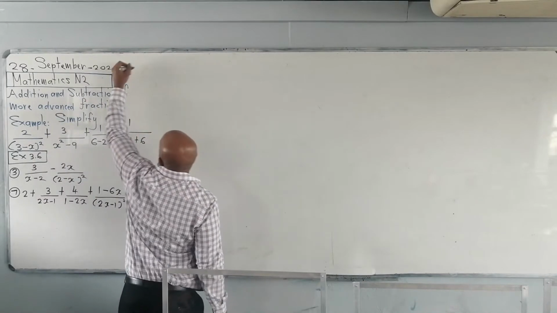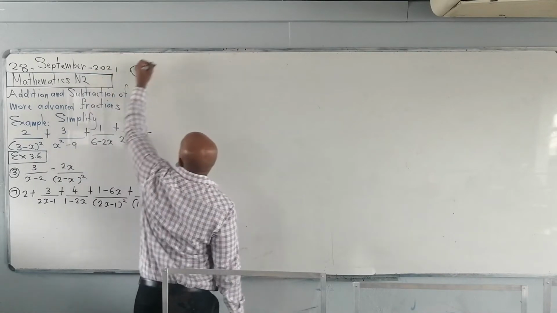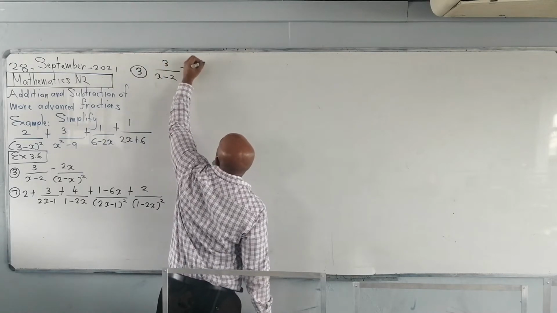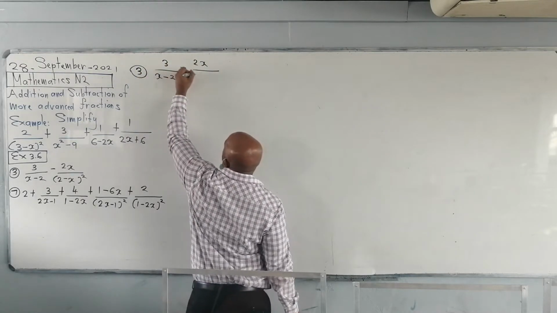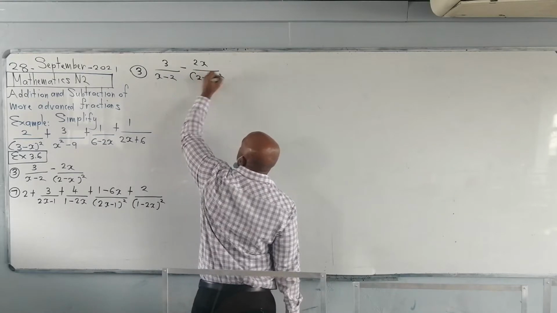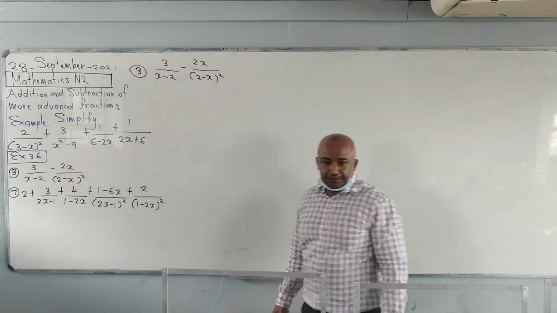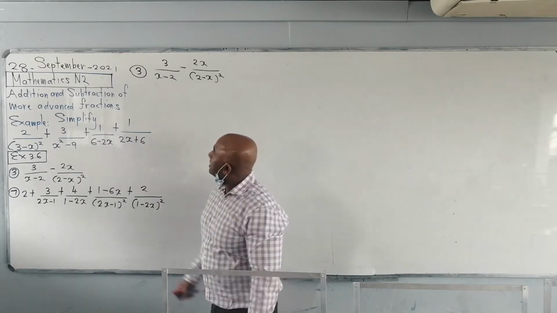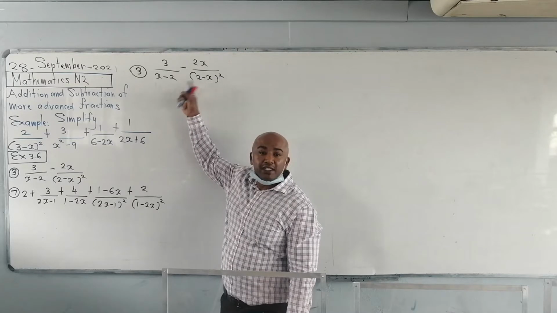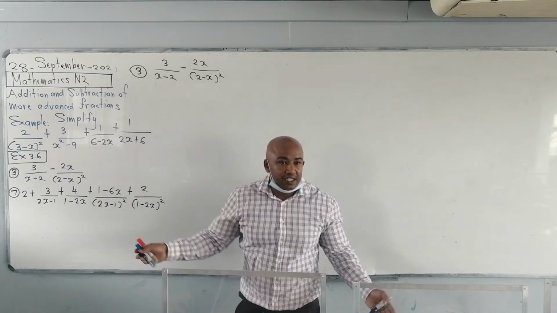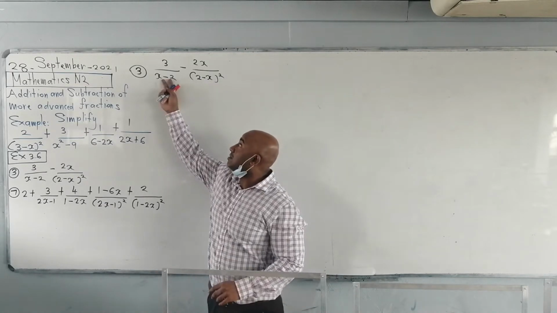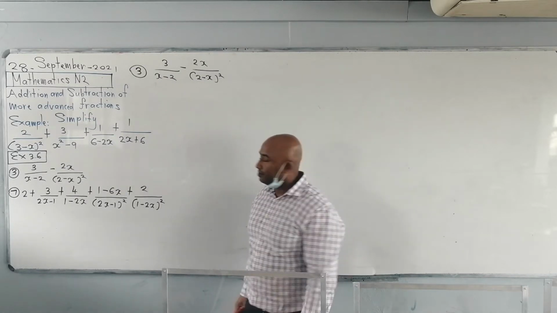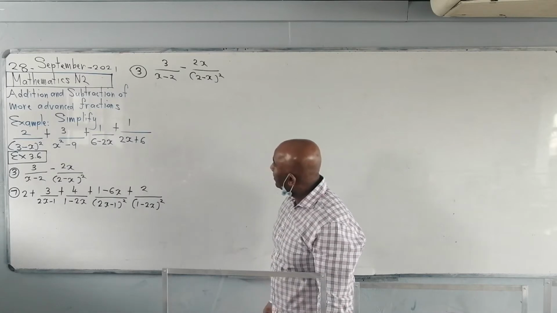So this is the one I want to start with, where we have 3 all over x minus 2, minus 2x all divided by 2 minus x all squared. Now, I need to subtract these two fractions. The denominator is definitely not the same. x minus 2 is not the same as 2 minus x all squared. So what do we do?